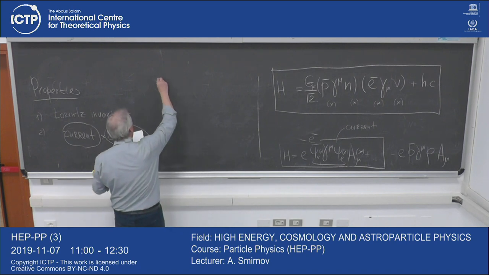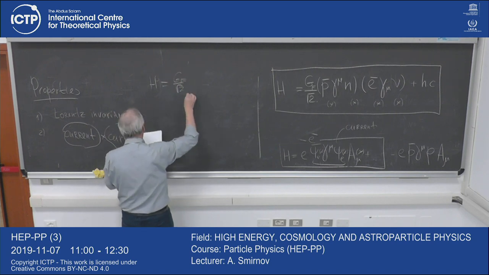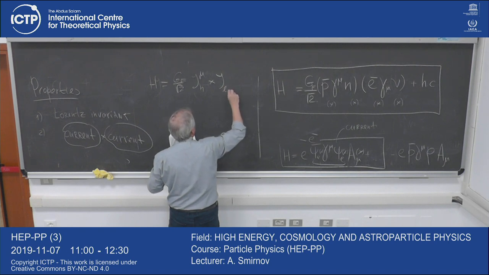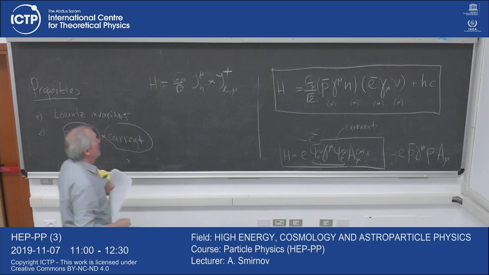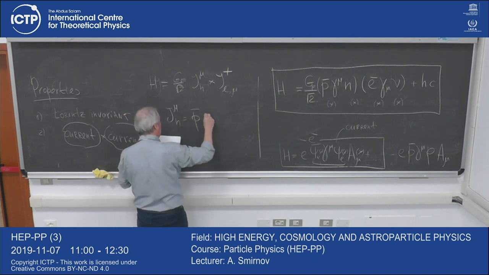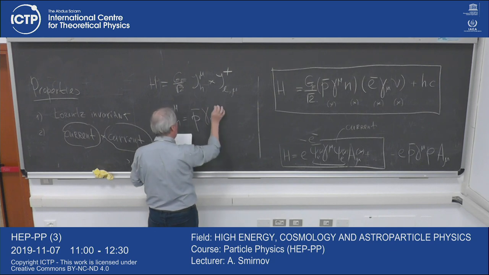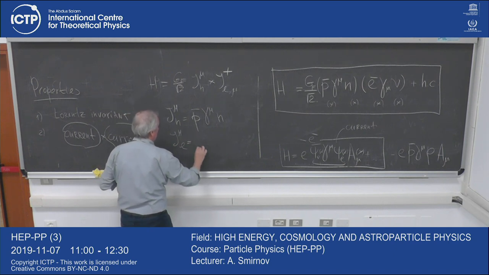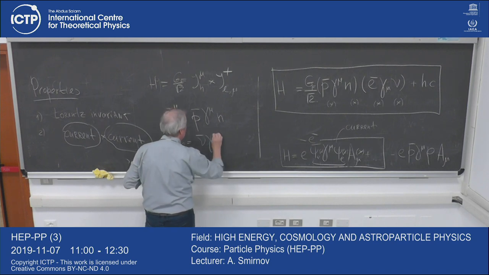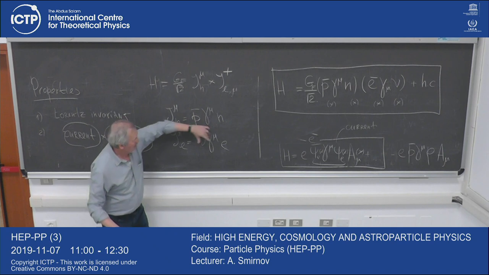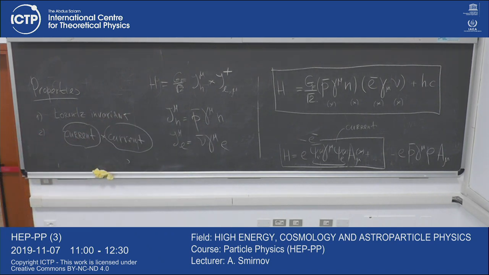So we can write this Hamiltonian in the form G_F over square root of 2 times the hadronic current multiplied by the leptonic current, where the hadronic current is proton, gamma mu, neutron, and the leptonic current is neutrino, gamma mu, electron. And here I have the conjugate, and that turns into the form which is written on the right hand side.